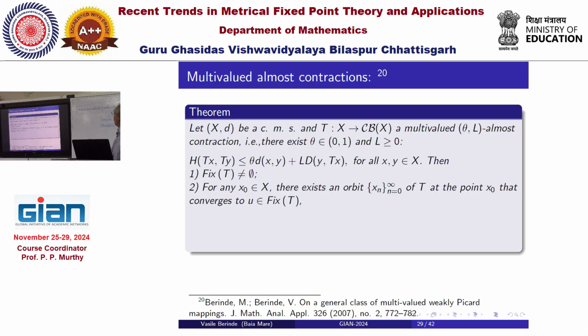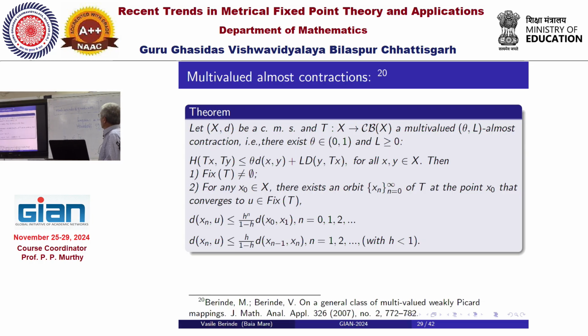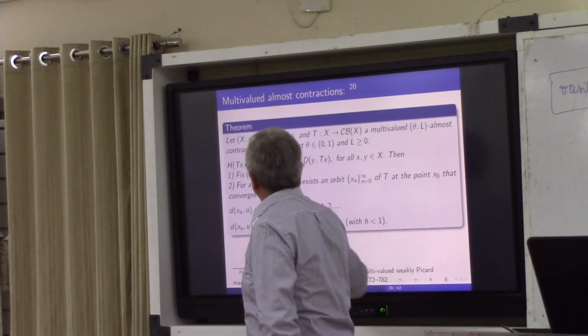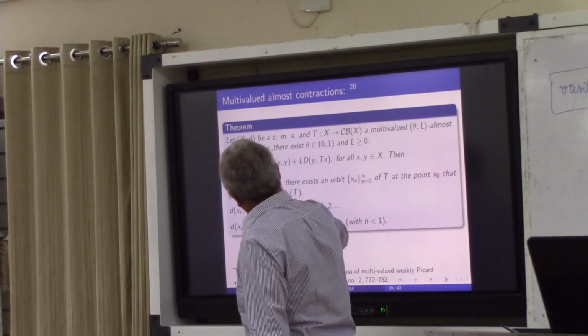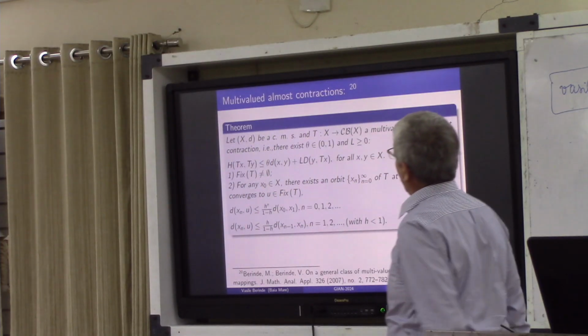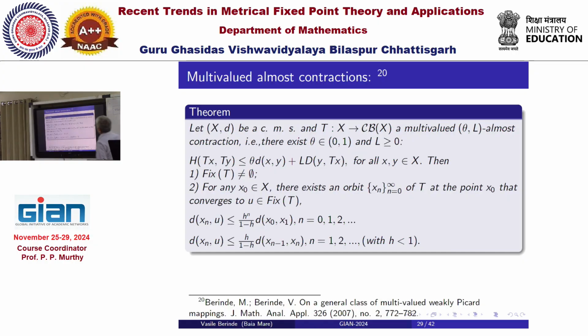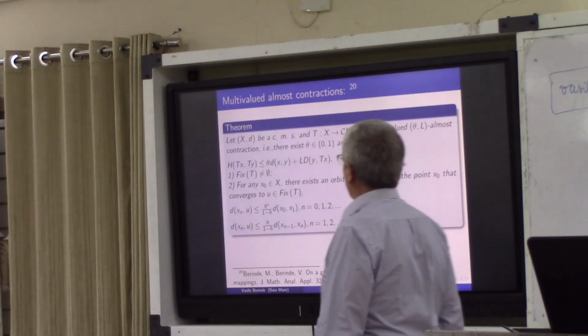In that case, this sequence is constructed by taking x_{n+1} in the set T of x_n. So all the time the sequence in this case is constructed in this way. So it's a kind of selection. And for this sequence, we have also, this is the a priori error estimate. We have first two points, x0 and x1, and this is called a posteriori error estimate.